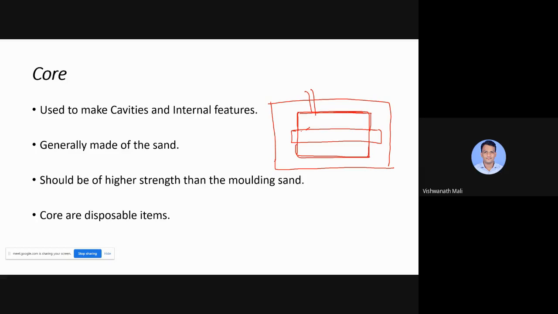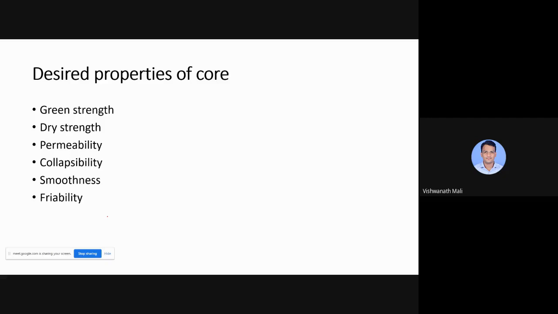It should have good refractoriness. It should have good strength, so that it can withstand the very high temperature of the molten metal. That is the reason. And next, cores are disposable items. As you have seen in the procedure, it gets fitted into the solidified part, and in order to get the required shape, we need to break this core and it gets disposed. That's why it is called a disposable item. So this is the basic introduction of the core.